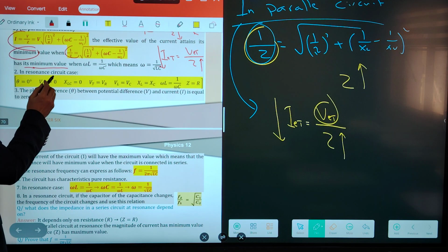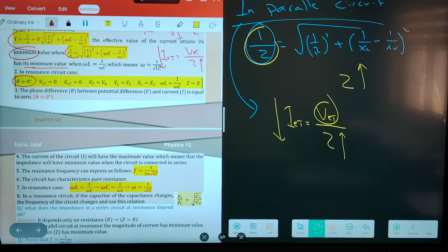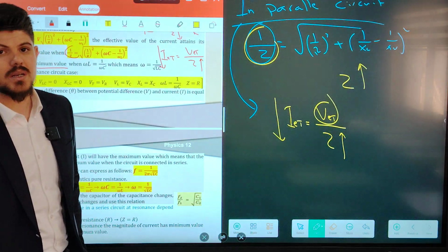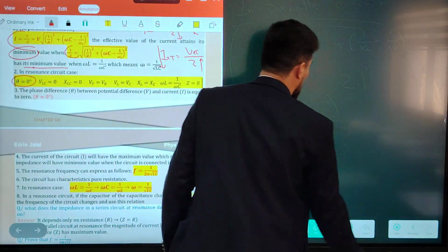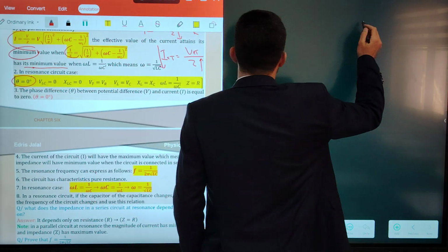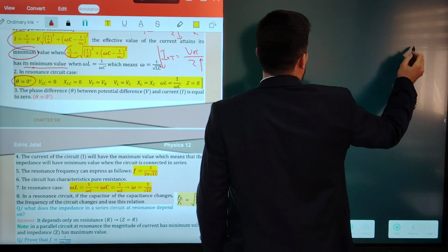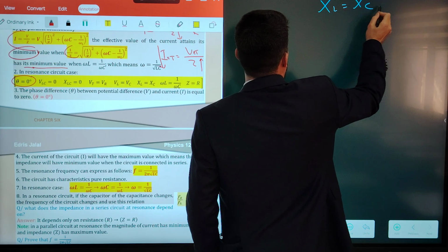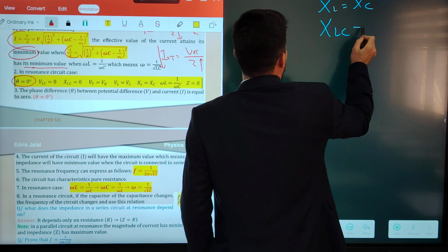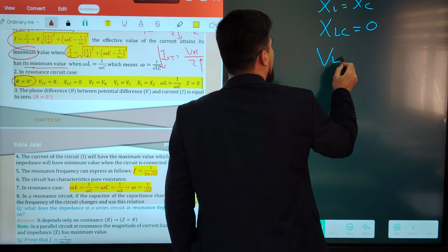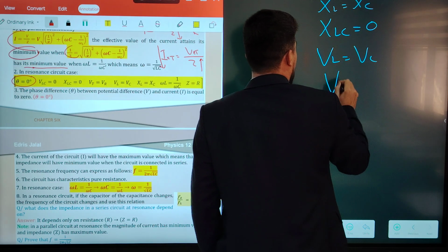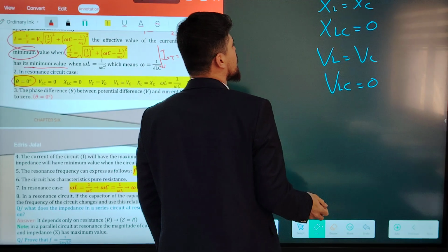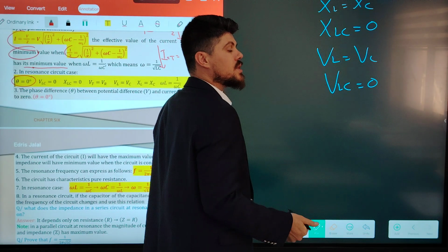Okay? So in a resonance case, the phase difference is 0. At resonance circuit, phase difference is what? Phase difference is 0. Why? Because, guys, look, XL is equal to XC. So XLC is equal to what? 0. VL is equal to VC. VLC is equal to what? 0. So that is why the angle or the phase difference is 0 between the total potential difference and the total current.